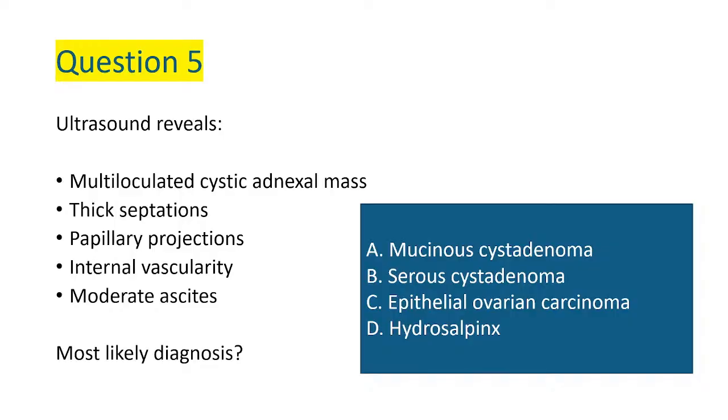Question number 5. Ultrasound reveals multiloculated cystic adnexal mass, thick septations, papillary projections, internal vascularity, moderate ascites. What is the most likely diagnosis?